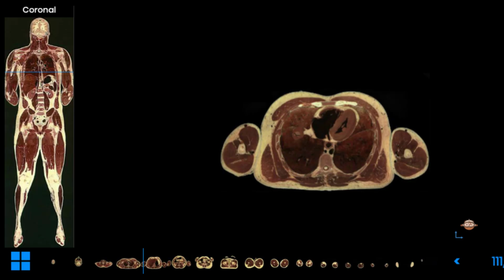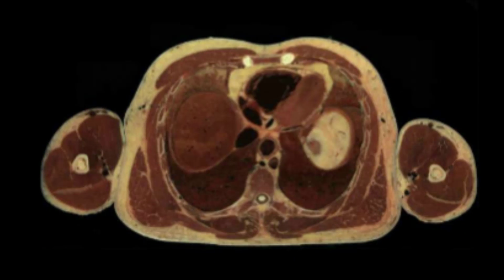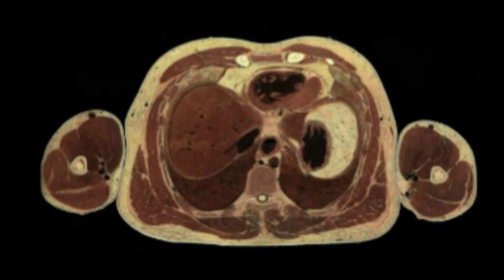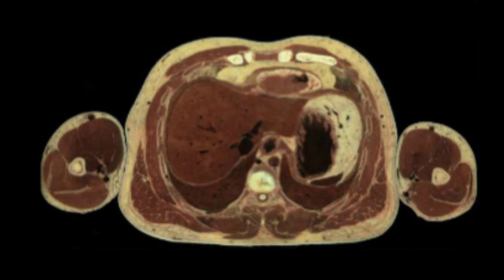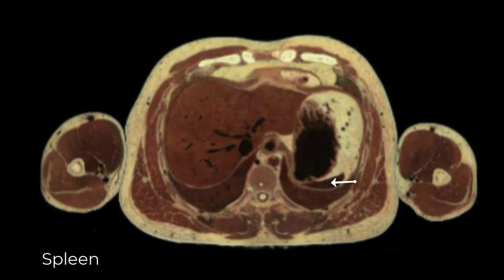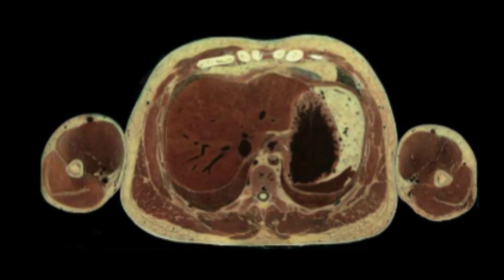Now let's try to identify the main parts of the GIT. Behind here you have the esophagus and descending aorta. The spleen is located on the left side here, and the liver is on the right. You remember we have the reversed right and left localization of organs on our images, and the hollow organ which is between them right here is our stomach.